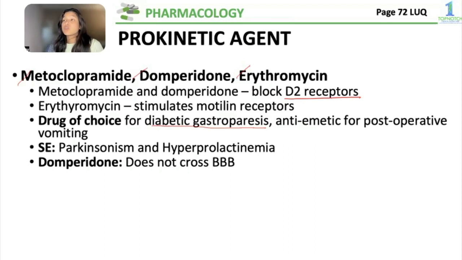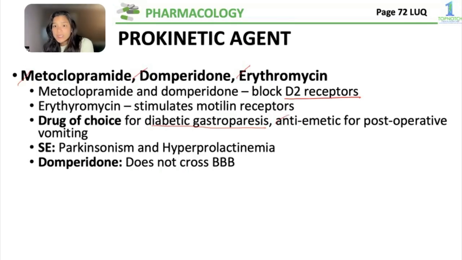So because of the neuropathy, they are unable to fully detect whenever they have stretching of their gastric lumen. Therefore, they are unable to initiate peristalsis that well. Therefore, they get gastroparesis. Parang nag-paralyze yung kanilang gastric muscle, so it doesn't stimulate contractions as well as it should. It is also used as antiemetic for post-operative vomiting.